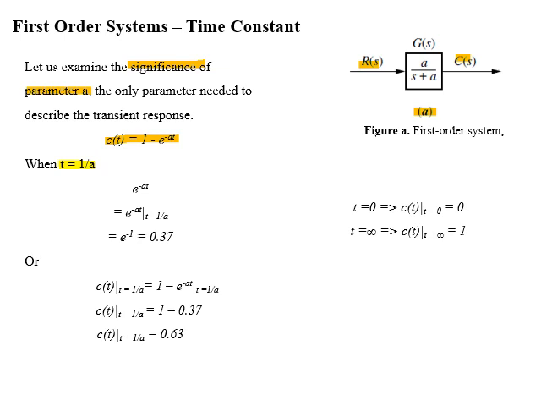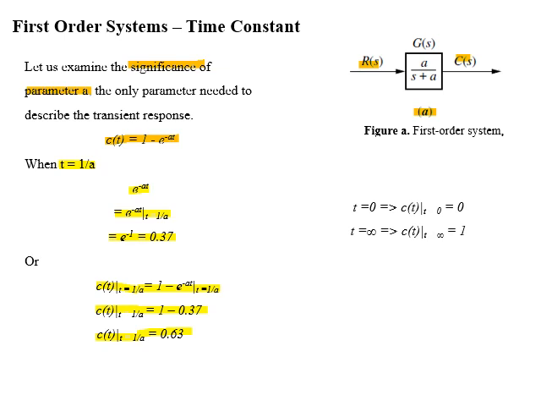If you substitute time equal to 1 over a seconds in the exponential term, we get 0.37. Now substituting the value of the natural response in the total response equation, we get the output of the system at time equals 1 over a seconds equals 0.63.